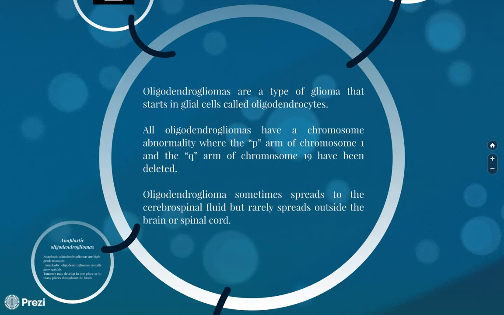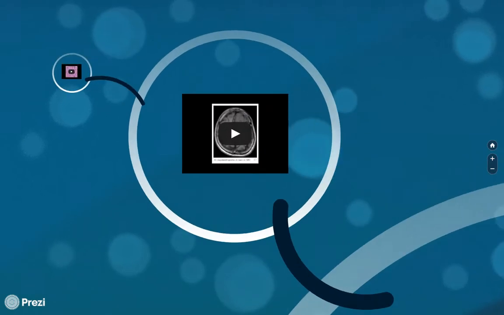Oligodendrogliomas are a type of glioma that starts in glial cells called oligodendrocytes. All oligodendrogliomas have a chromosome abnormality where the P arm of chromosome 1 and the Q arm of chromosome 19 have been deleted. Oligodendroglioma sometimes spreads through the cerebrospinal fluid, but rarely does it spread outside the brain or spinal cord.